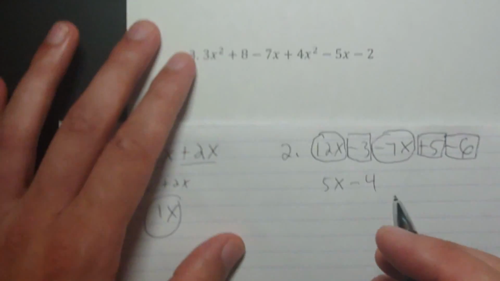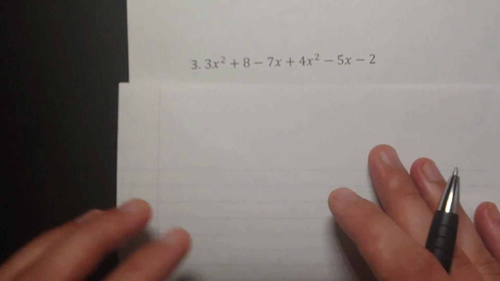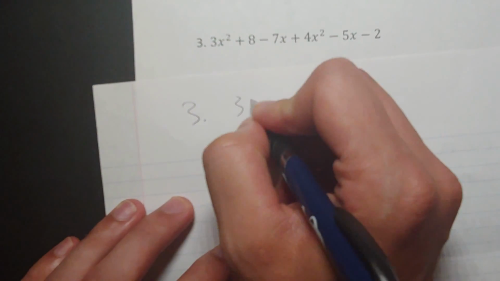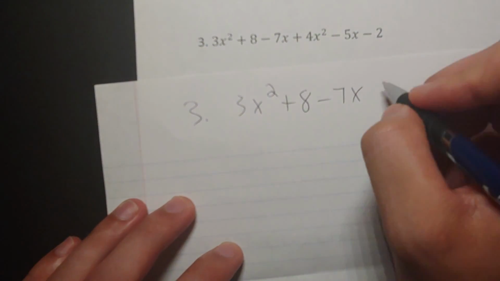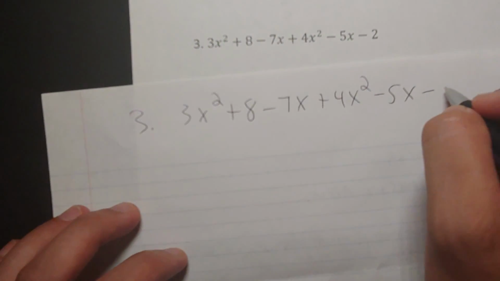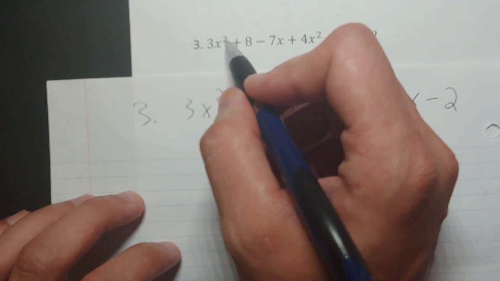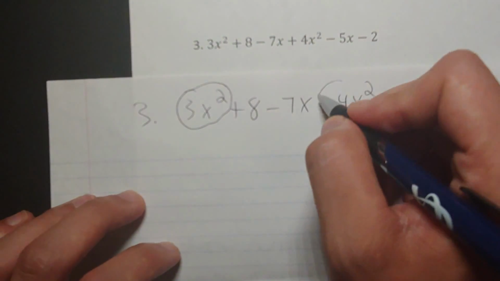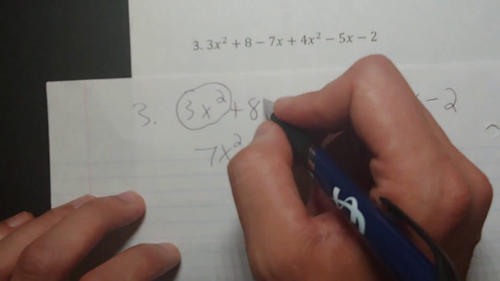Okay, and the last one for notes, number 3 here. Let me flip this over. We've got 3x squared plus 8 minus 7x plus 4x squared minus 5x minus 2. So now I have some x's with exponents. So again, that's like the clock and the ringing clock. So these are different. 3x squared and 4x squared go together to get me 7x squared.